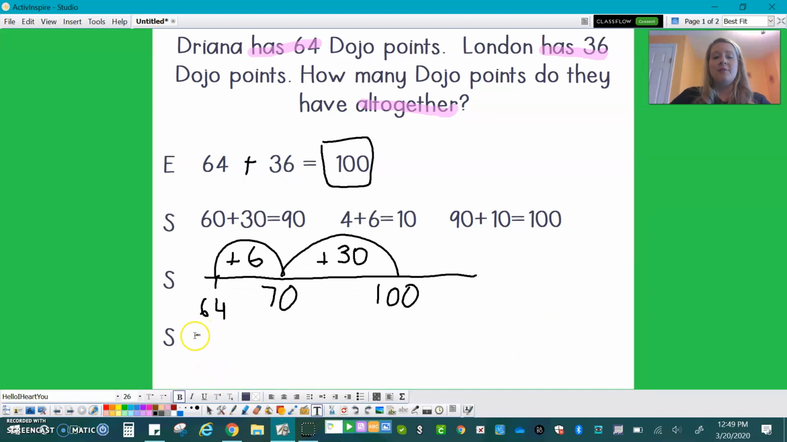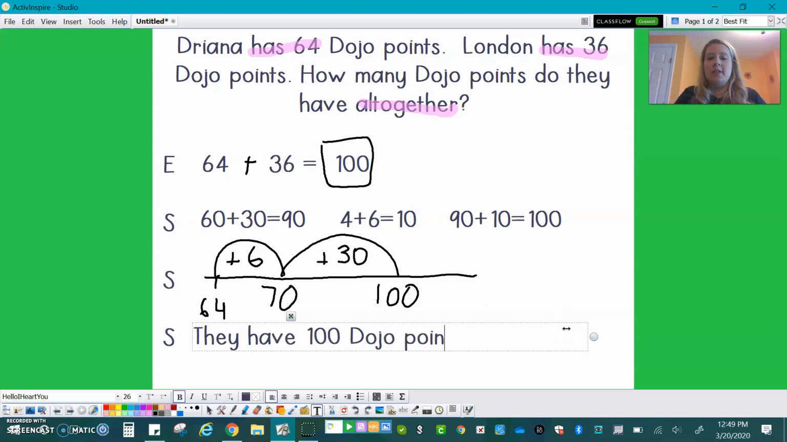The last step is to write my sentence. I always want to answer that question. And the question in the story problem says, how many dojo points do they have all together? So I'm going to do my sentence. They have 100 dojo points all together. And there you have it.